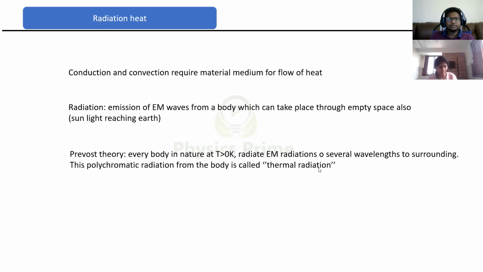Then coming to radiation. So first thing, conduction and convection. Wait a minute.